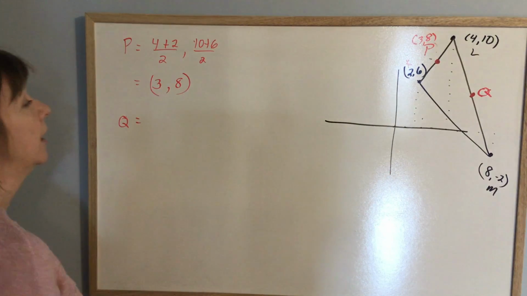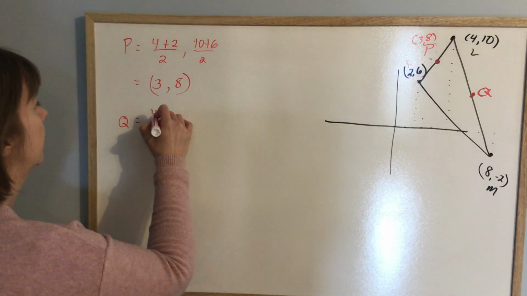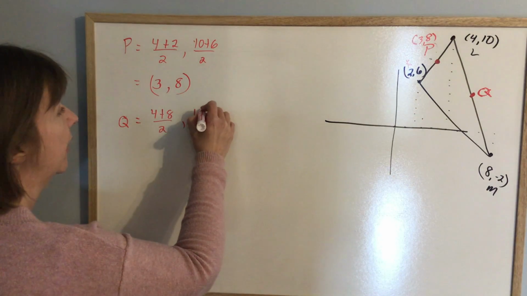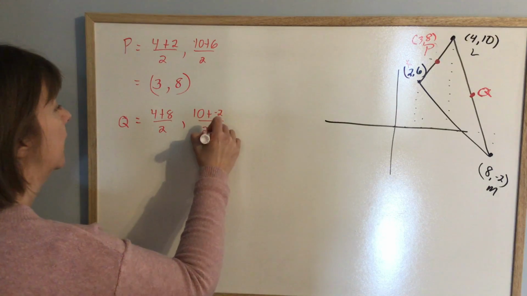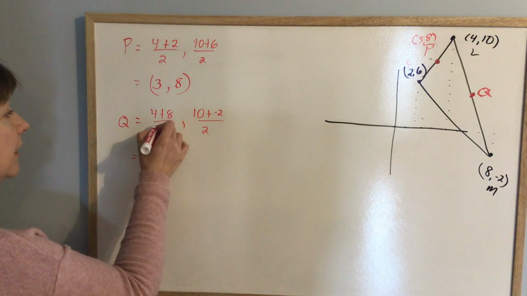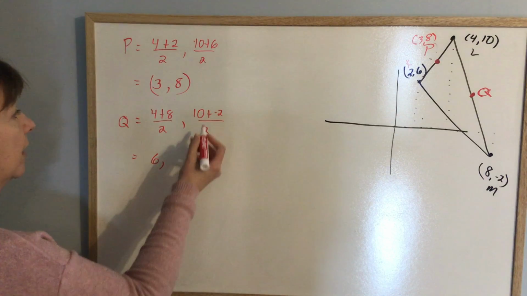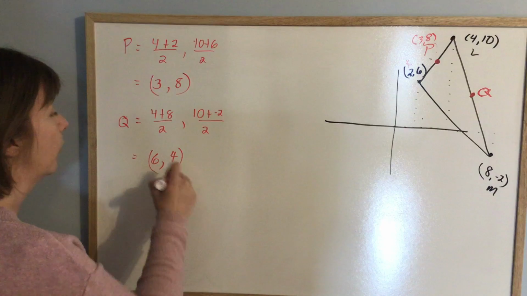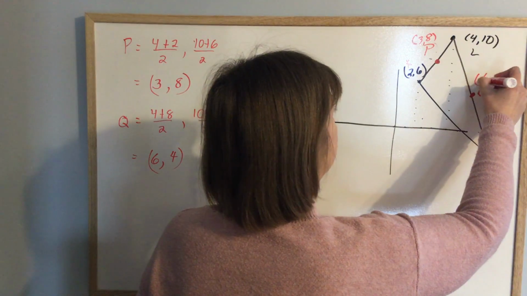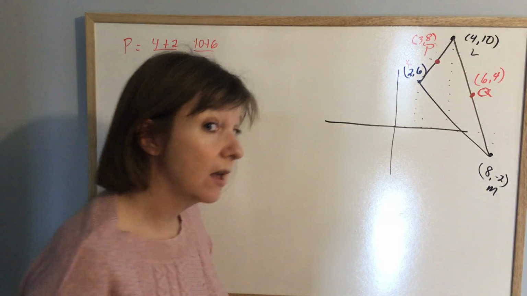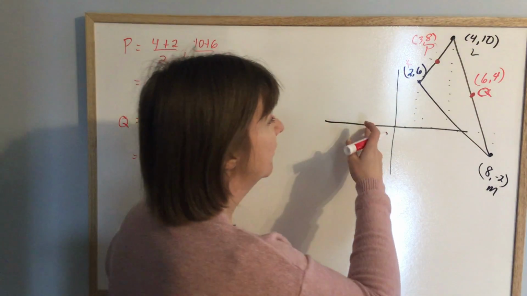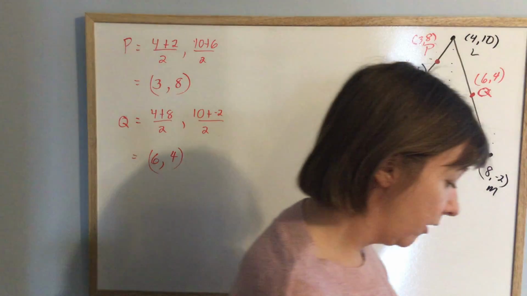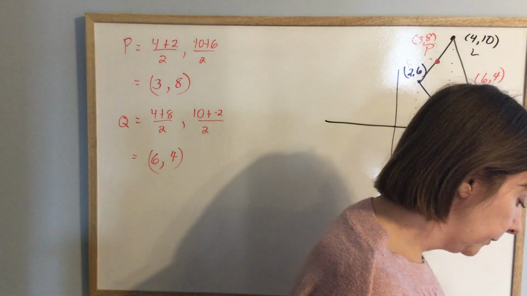For point Q, I'm going to add my x's together, 4 plus 8 divided by 2. And for my y's, 10 plus negative 2, and I'm going to divide by 2. So 4 plus 8 is 12, divided by 2 is 6. And 10 plus negative 2 is 8, divided by 2 is 4. Now again, when I graph it, it should kind of make sense where it is. And that does make sense. Over 6, up 4. That does make sense based on my triangle.